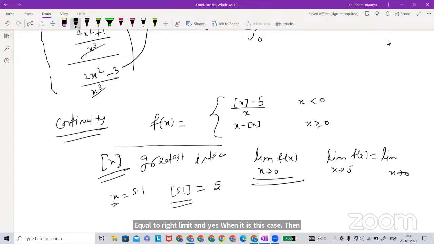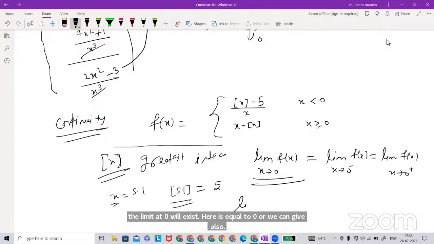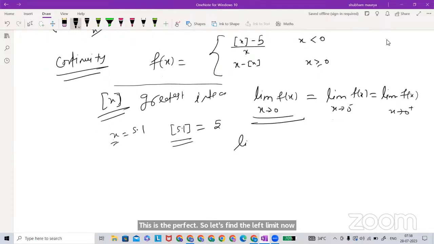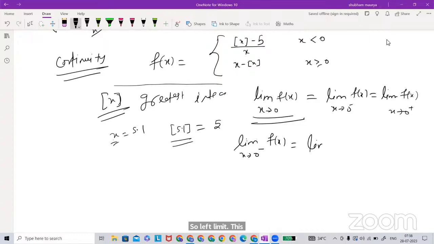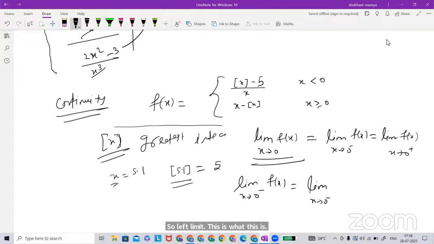So here x is equal to 0, and this is f of x. Let's find the left limit now. What is our function on the left side? Floor of x minus 5 upon x, the first expression. Left side means at 0 we are here, so left side is this side.